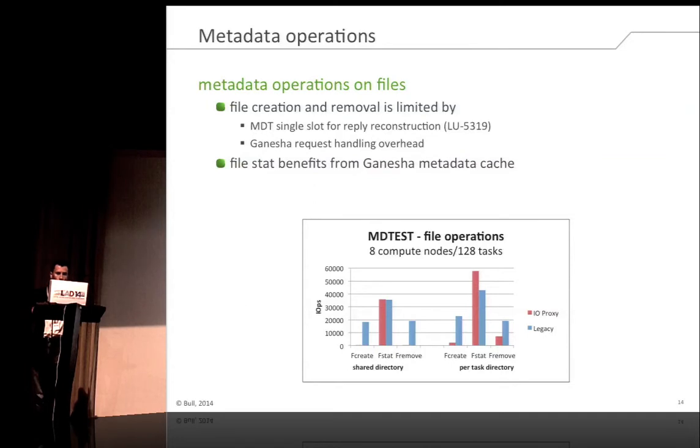What's good with the IO Proxy architecture here is the file stat performance, and that's because Ganesha implements metadata cache, so it benefits for this operation.